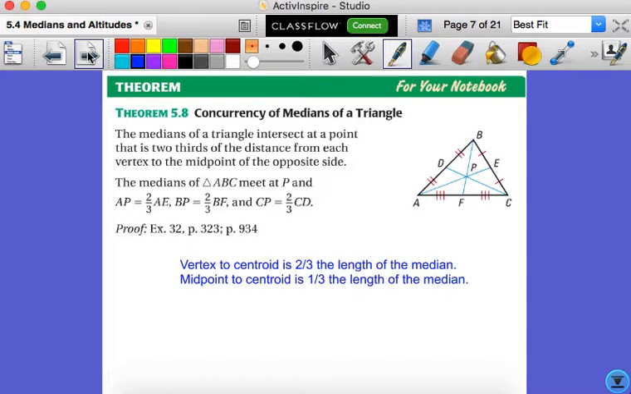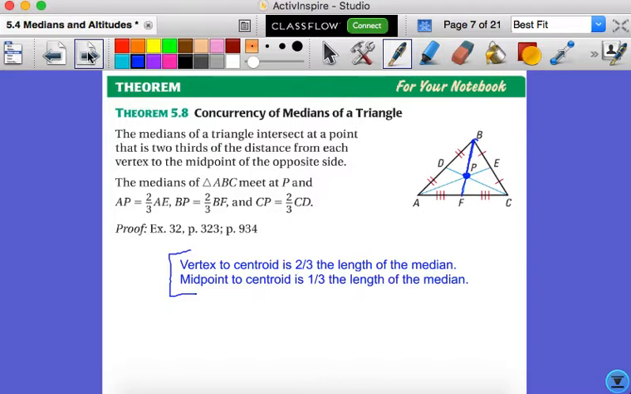So, with that, this point of concurrency, this centroid, has the strangest rule that we've learned so far. And I'm going to show you a way to make this a little bit easier to break down. However, make sure that you write down this component here at the bottom. From the vertex to the centroid, so from here to here, or from C to P or A to P, is 2/3 of the length of the entire segment from B to F. The midpoint to the centroid is 1/3 the length of the entire median.